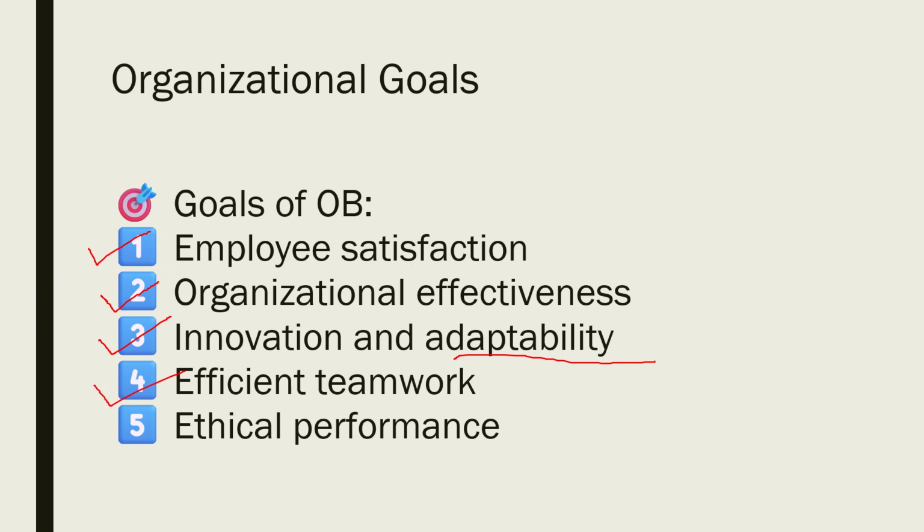The next goal of OB is efficient teamwork. We are talking about understanding the behavior of an individual individually, then the behavior of an individual in a group or while he is working in a team, and then the behavior of an individual in an organizational setting. When an employee behaves in a required manner, specifically when he is working in a team, that is where efficient teamwork comes into the picture.